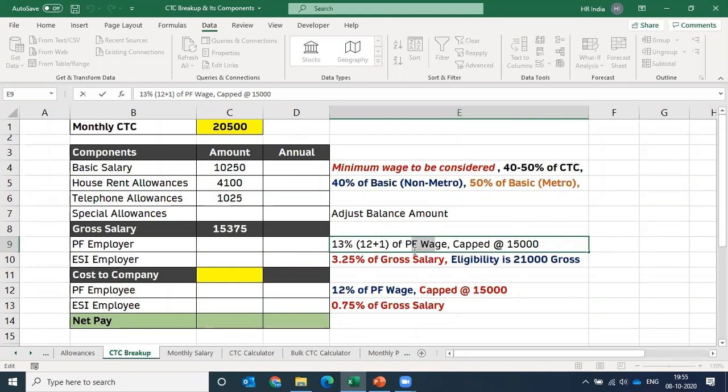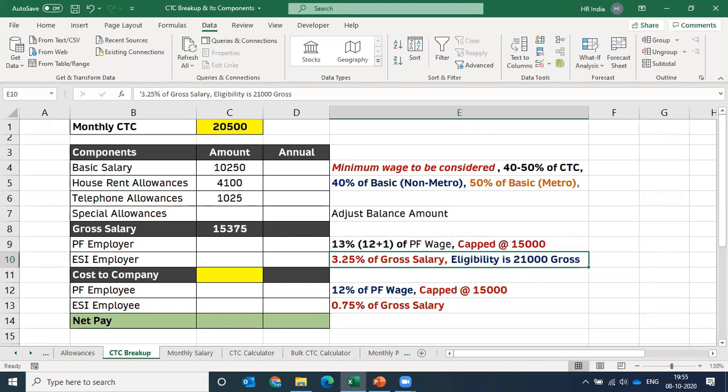Now, what is PF wages? PF wage is the amount on which we are calculating the PF contributions. Earlier, we used to calculate PF on basic and DA, but now we calculate PF on either gross salary or gross minus HRA, capping it to a maximum of 15,000. When I say capping it to a maximum of 15,000, it means that we are limiting our PF cost at a maximum of 15,000 rupees, right? Let's understand by applying some formulas here in the PF of the employer.